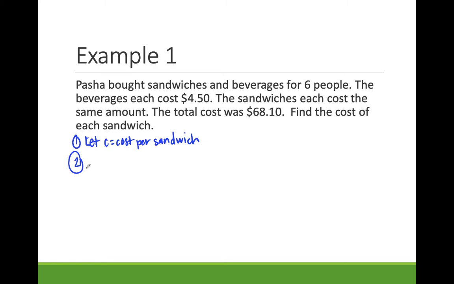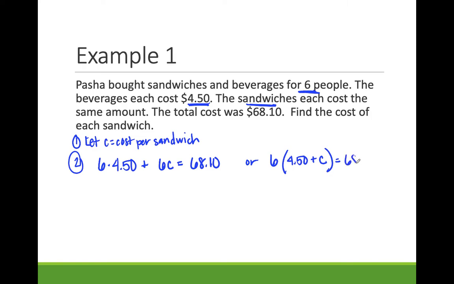So there's actually a few different ways you can write this problem. We are buying things for 6 people. So that means we're buying 6 beverages and 6 sandwiches. So you could multiply the beverages times 6 and the cost of the sandwiches times 6 and add those together and have that equal $68.10. Or you can multiply 6 times the price of 1 beverage plus the price of 1 sandwich, which gives us a total of $68.10.